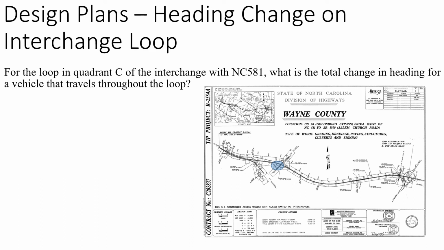So in this problem, we're given a design plan, and we're told that in the loop of quadrant C for this interchange with NC 581, shown here in the blue circle, what is the total change in heading for a vehicle that travels throughout the loop?